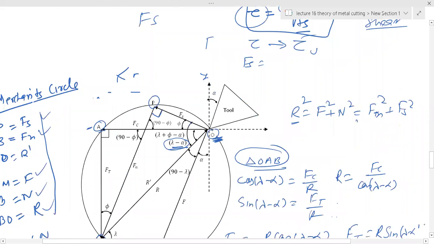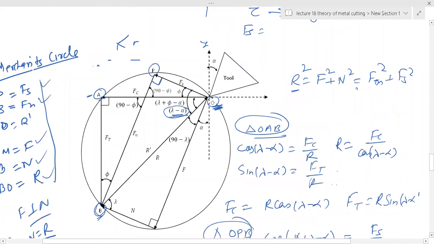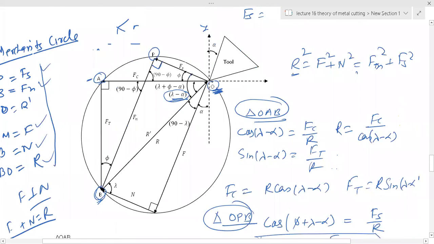Then we discussed the Merchant circle, and these were the conditions, right? I talked about the magnitude, that F squared plus N squared.